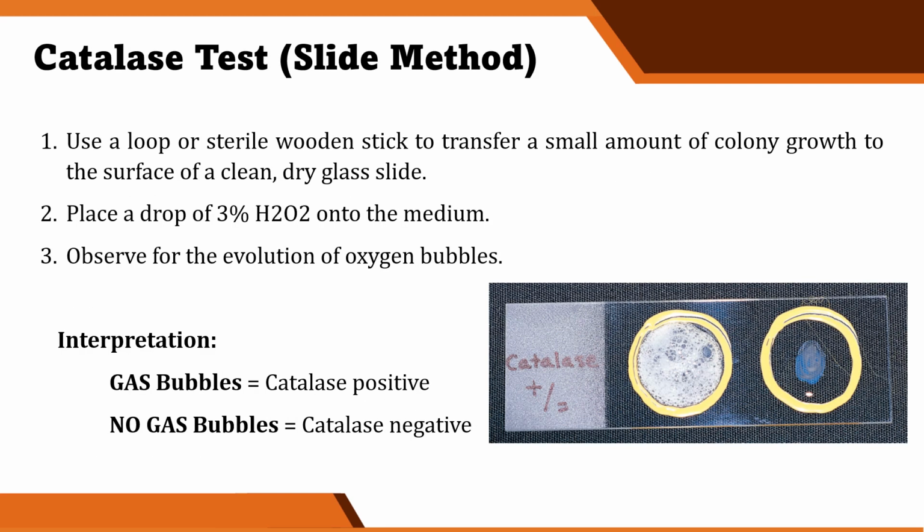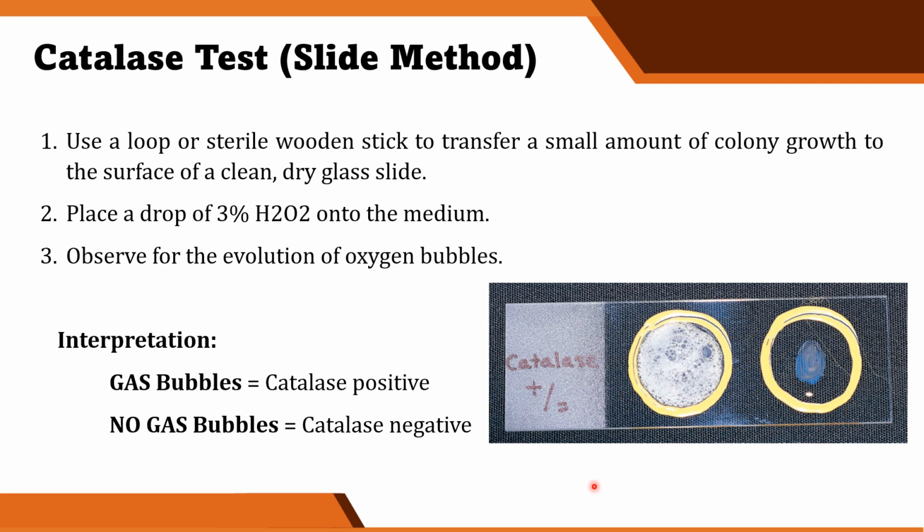So we have two methods. First, the slide method. Okay. So using a loop or a sterile wooden stick, just transfer a small amount of colony growth to the surface of a clean, dry glass slide. Okay. Then place a drop of 3% hydrogen peroxide onto the medium and then observe for the evolution of oxygen bubbles.